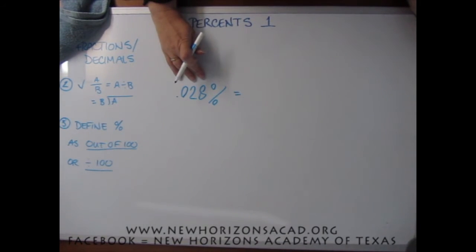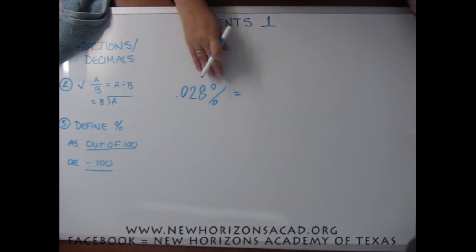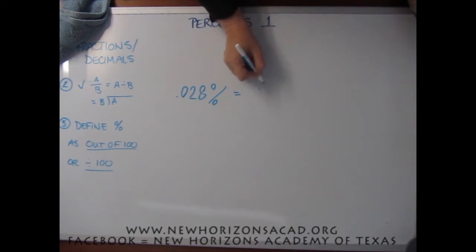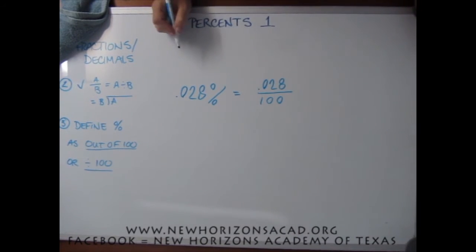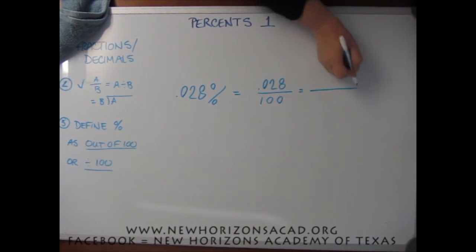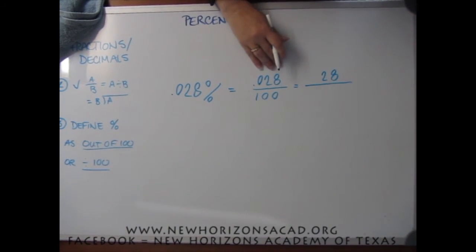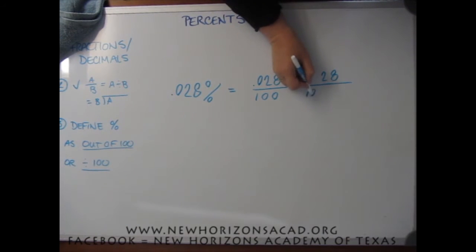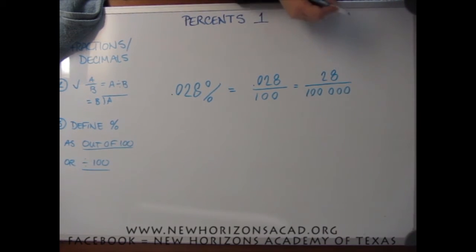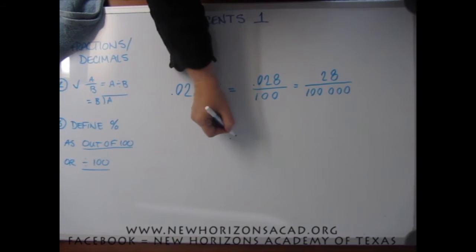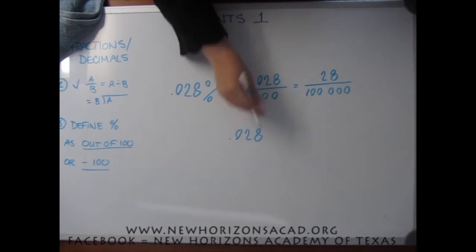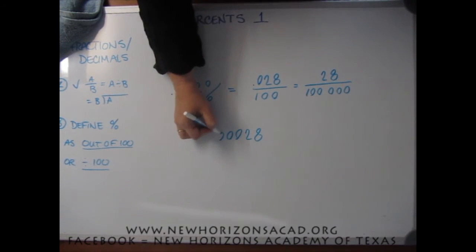So this number is not as big as it seems. It's actually tiny because it's 100 times smaller than that. It's 0.028, 100 times smaller. That means that we have 28 thousandths, 10 thousandths, 100 thousandths. It's a very small number. It's 0.028 made 100 times smaller.